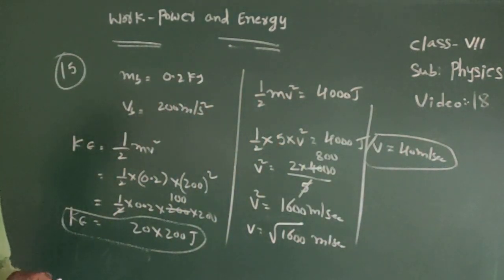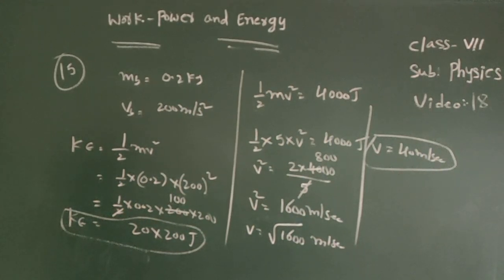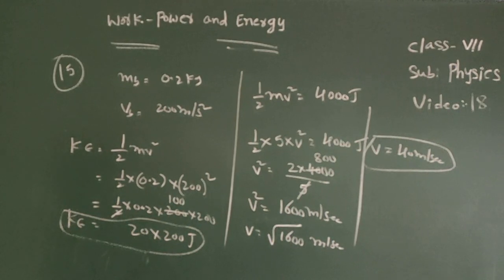Okay. Next, 16th one. A bullet of air gun, mass 0.01 kg, is propelled out of the air gun with a velocity of 40 meter per second. Then calculate the potential energy of the spring.